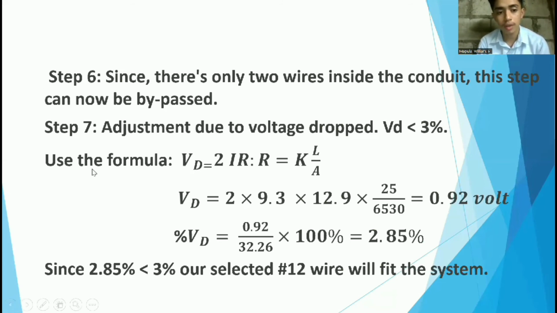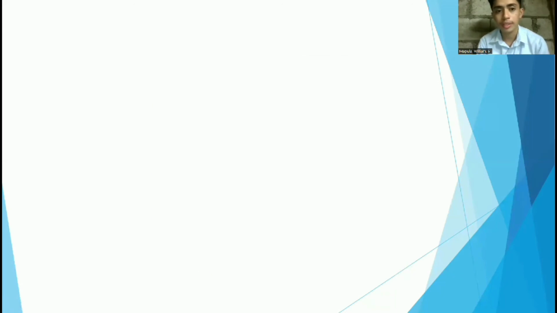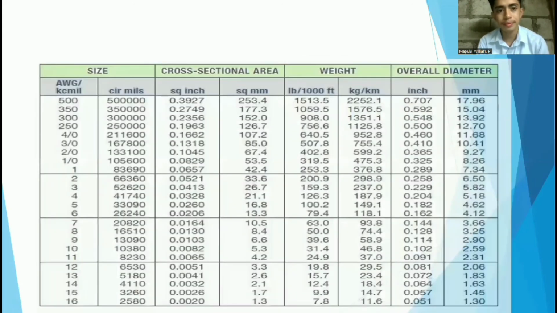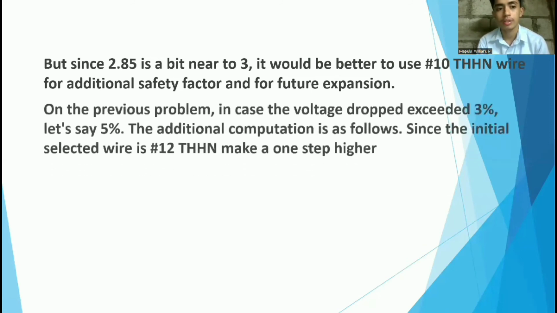Then since malapit na siya sa 3, gamitin natin ngayon yung number 10. So number 10, but since 2.85 is a bit near to 3, it would be better to use number 10 THHN wire for additional safety factors and for future expansion.